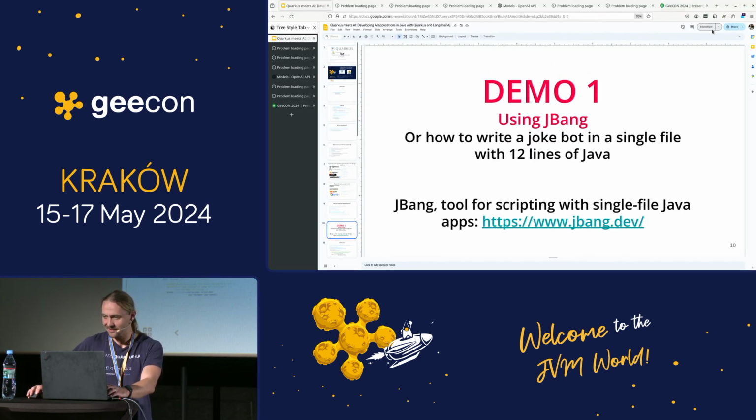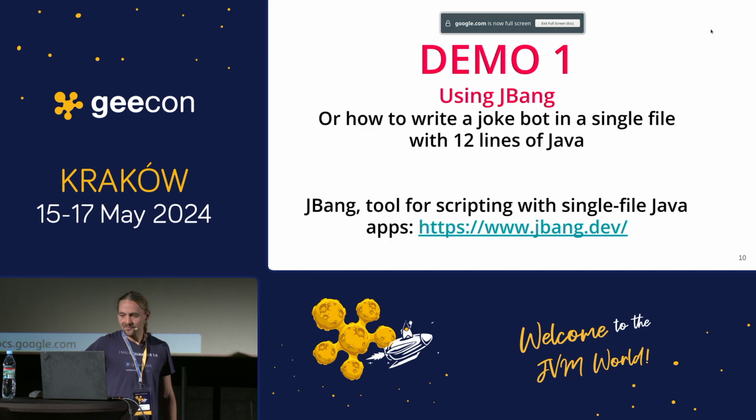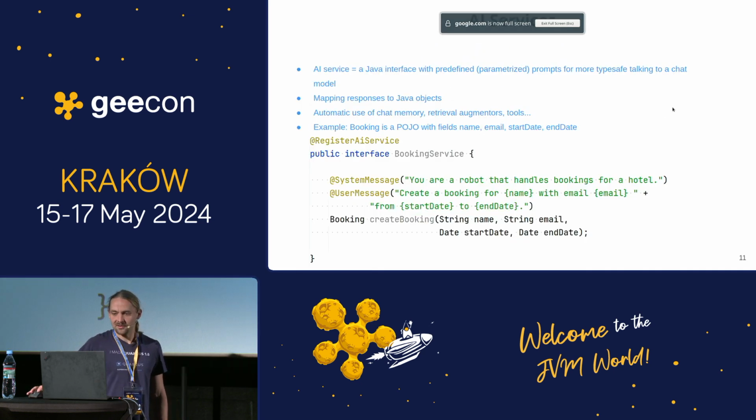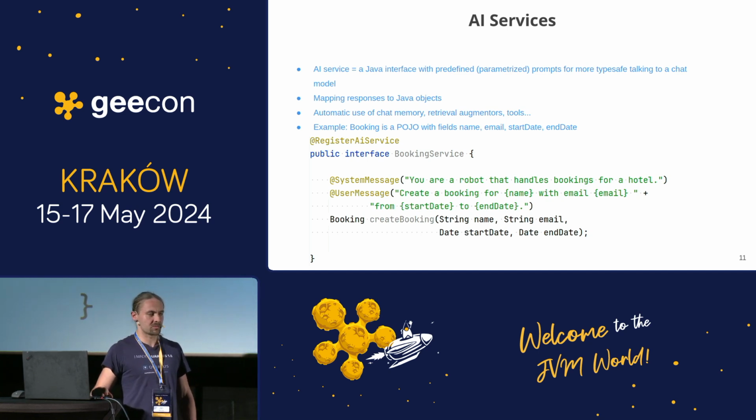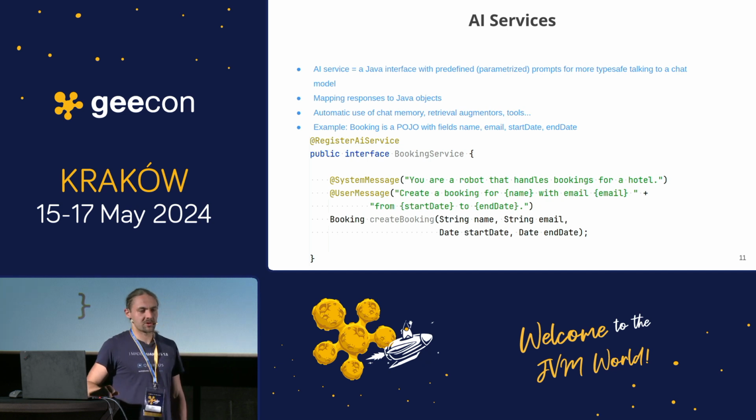So what next? Now I will tell you something about AI services. An AI service is a Java interface with some predefined prompts that you can use to talk to the chat model in a somewhat type-safe way. It makes it more type-safe because you can map the responses directly to Java POJOs.